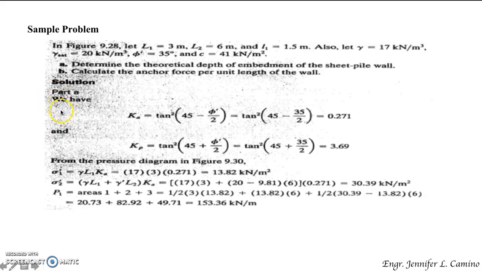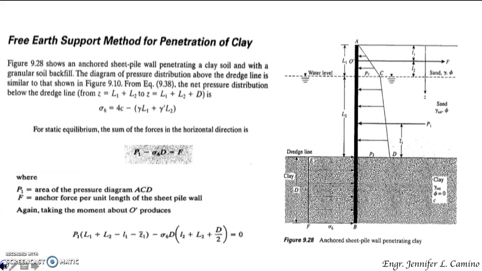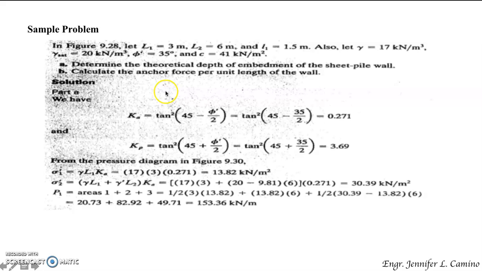So, sample problem using figure 9.28. Using this figure for our sample problem, our L1 is 3 meters, L2 is 6 meters, small l1 is 1.5. You have to identify your gamma is 17 kilonewton per cubic meter, and saturated is 20 kilonewton per cubic meter. Phi prime is 35 degrees, C is 41 kilonewton per meter squared. You have to determine the theoretical depth of embedment of the sheet pile wall, and you have to calculate the anchor force per unit length of the wall.